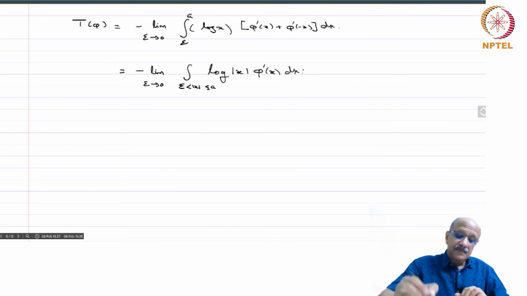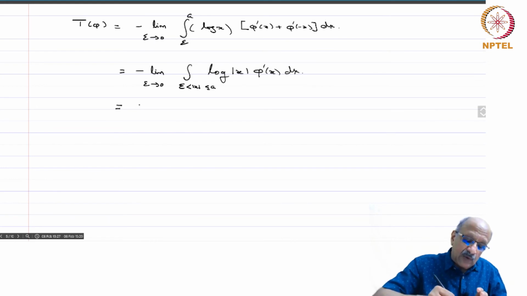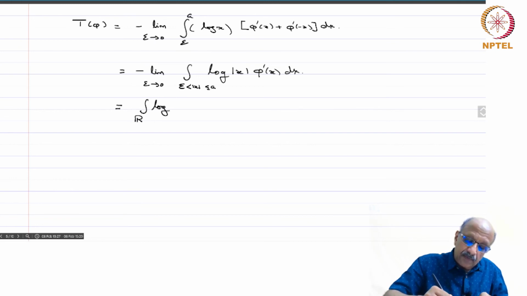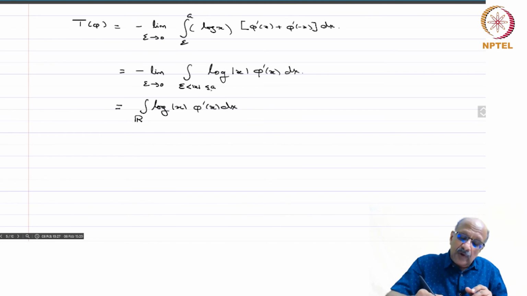dx. And now log is a locally integrable function. Phi is a C infinity function with compact support. So, by the absolute continuity of the Lebesgue integral, this is precisely equal to the integral over R of log mod x phi dash x dx. That is, I have removed a, I have sent it to infinity, because for phi, whether it is over a or over R, it does not matter. So, with a minus sign, of course. So this is minus log x, and now this is a locally integrable function, and therefore this is well defined.